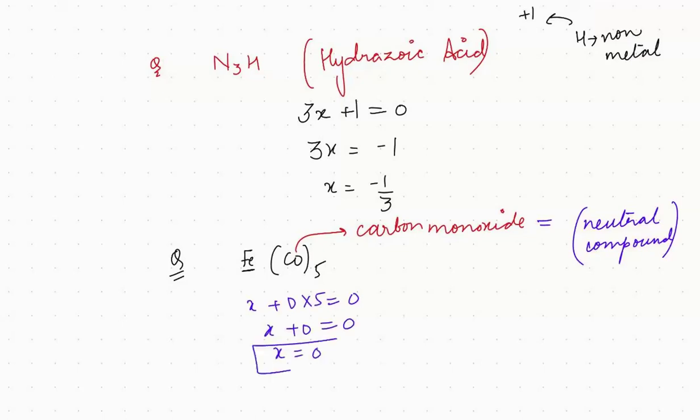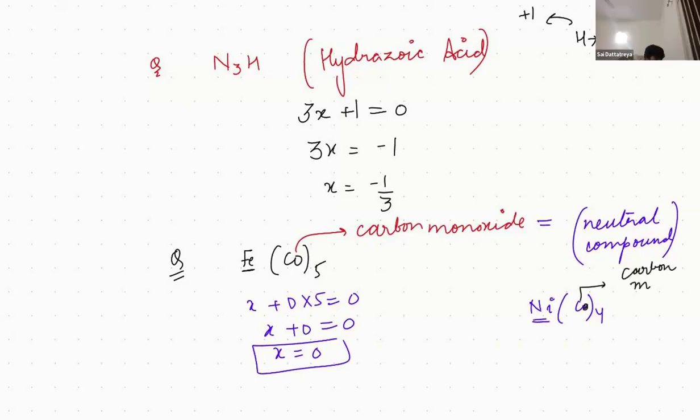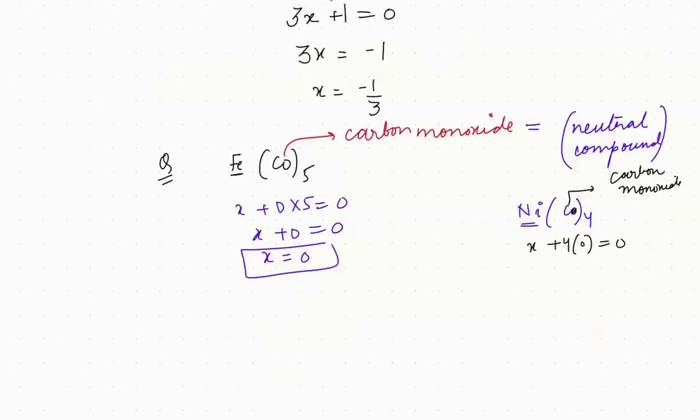So that means any metal carbonyl, if I say Ni(CO)4, then the charge of nickel would be 0. You understand? Because this CO is nothing but carbon monoxide. So it is going to be X plus 4 times 0 equals 0. So X will be again 0. Did you understand the point?